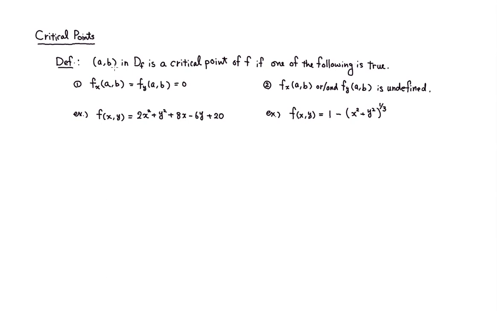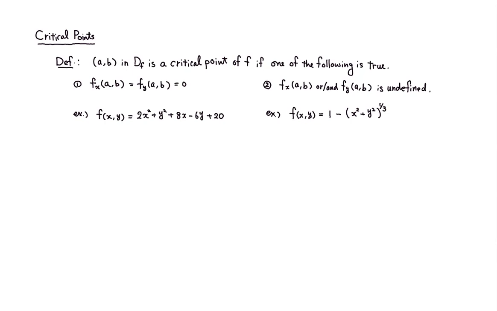Since it's a function of two variables, we have to look at partial derivatives. So the partial derivative with respect to x and the partial derivative with respect to y at (a, b) are equal to 0. That's one kind. Another kind is when the partial derivative with respect to x is undefined, or it could be both, the partial derivative with respect to y is undefined at (a, b). Then it is called a critical point, right? All right, so let's look at one example for each case.